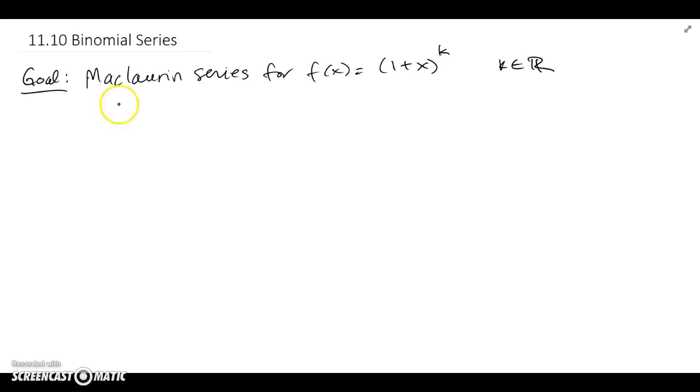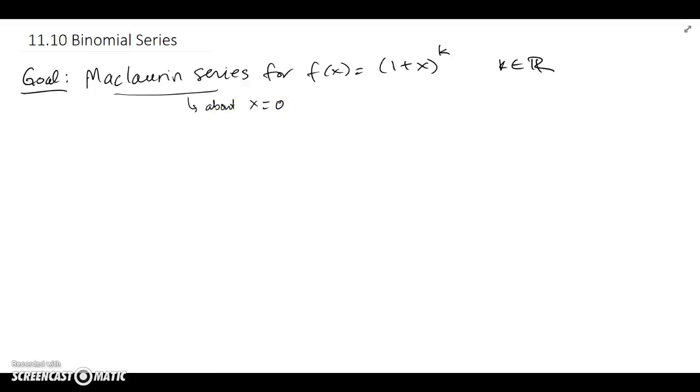Okay, so our goal is to find the Maclaurin series for f of x, this binomial raised to some power, and we're going to arrive at the formula for the binomial series. K is any power as long as it's a real number, so it could be positive or negative. Also keep in mind x is the variable, and if I'm saying Maclaurin series, then I'm automatically saying Taylor series about x equals 0.